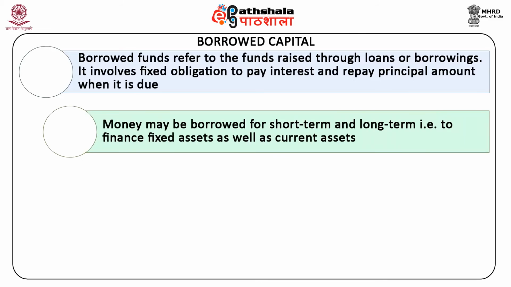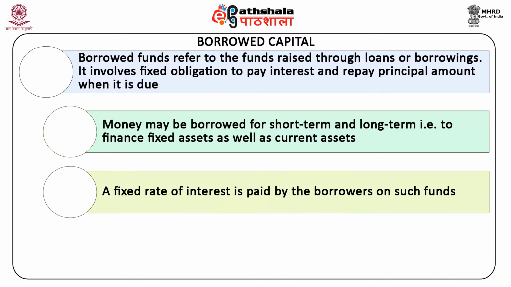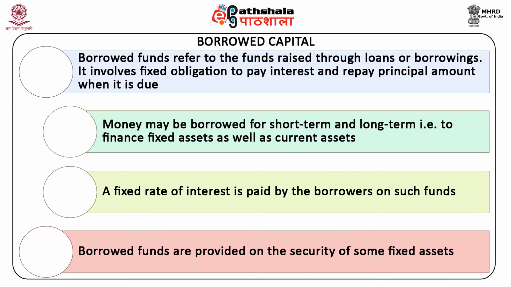Money may be borrowed for short term and long term, that is to finance fixed assets as well as current assets. A fixed rate of interest is paid by the borrowers on such funds. At times, it puts a lot of burden on the business as payment of interest is to be made even when the earnings are low or when loss is incurred. Generally, borrowed funds are provided on the security of some fixed assets.